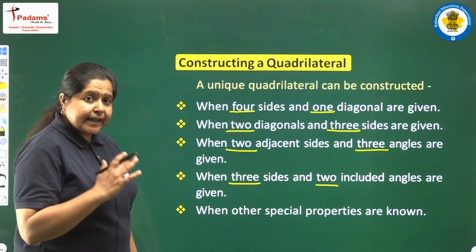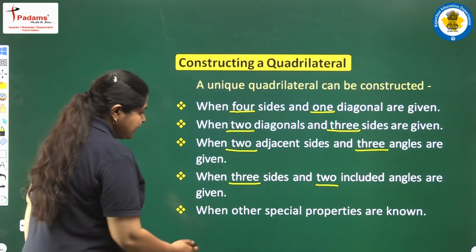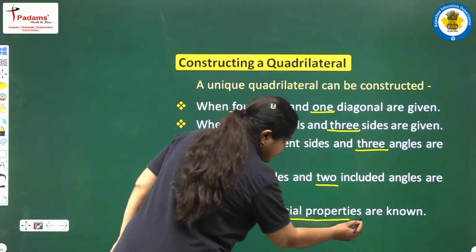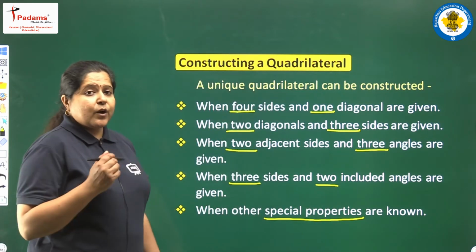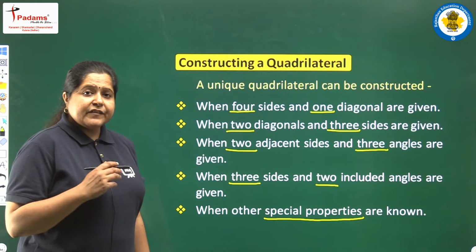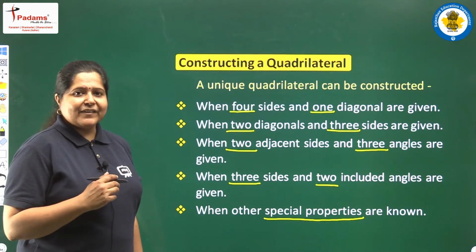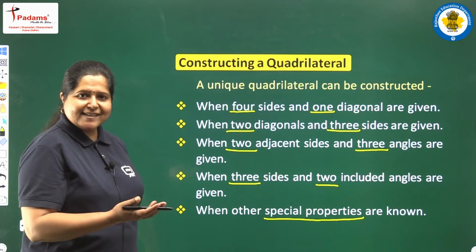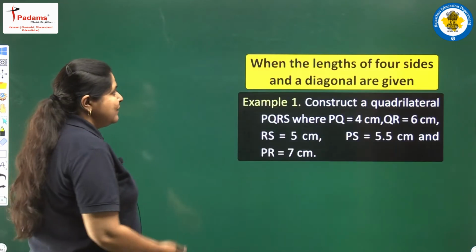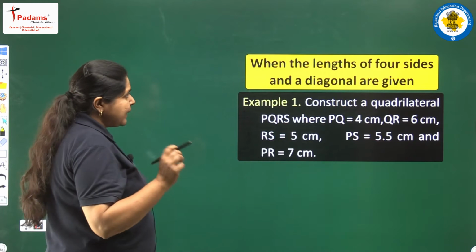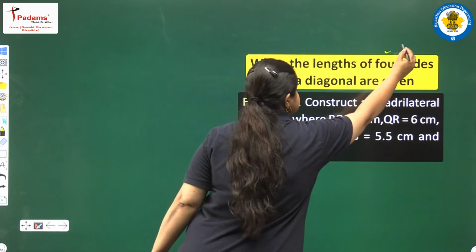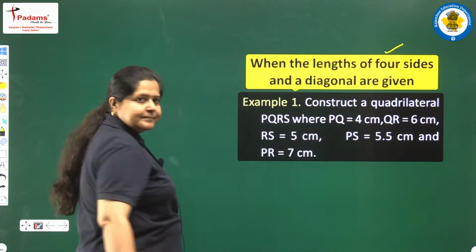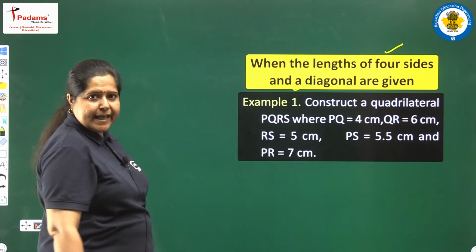And yes, there are exceptions also where we will be using special properties of special parallelograms or quadrilaterals where we will be having measurements less than 5. All this will be clear to you as we take up different exercises and examples. First, we will be taking up the case where we will be given 4 sides and 1 diagonal. We start with this example.